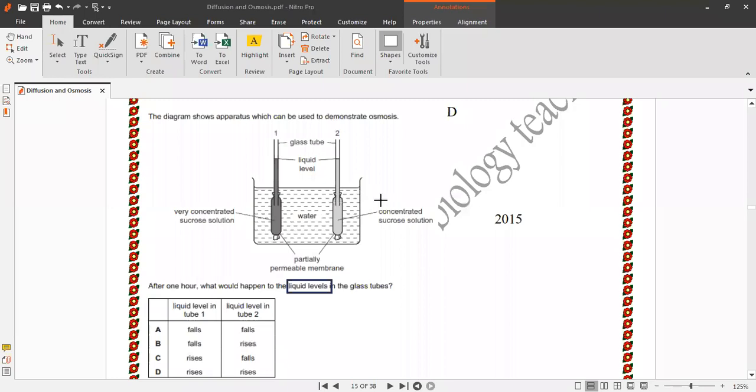But no problem for concentrated sucrose solution or very concentrated sucrose solution. Here the water has a high concentration outside, so the water moves from outside to inside, so the level of water in tubes 1 and 2 will increase or rise. Okay.